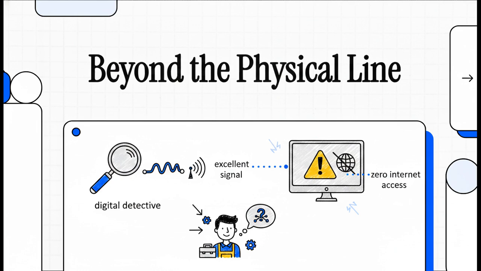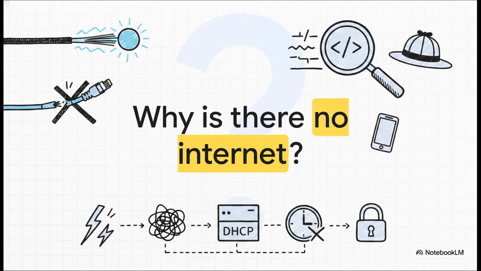As a field tech, you're going to face this exact scenario literally hundreds of times. The physical lines, perfect, but the user is still completely cut off. Today, we're going to crack this mystery. So, if the fiber's fine and the signal's perfect, why is there no internet?